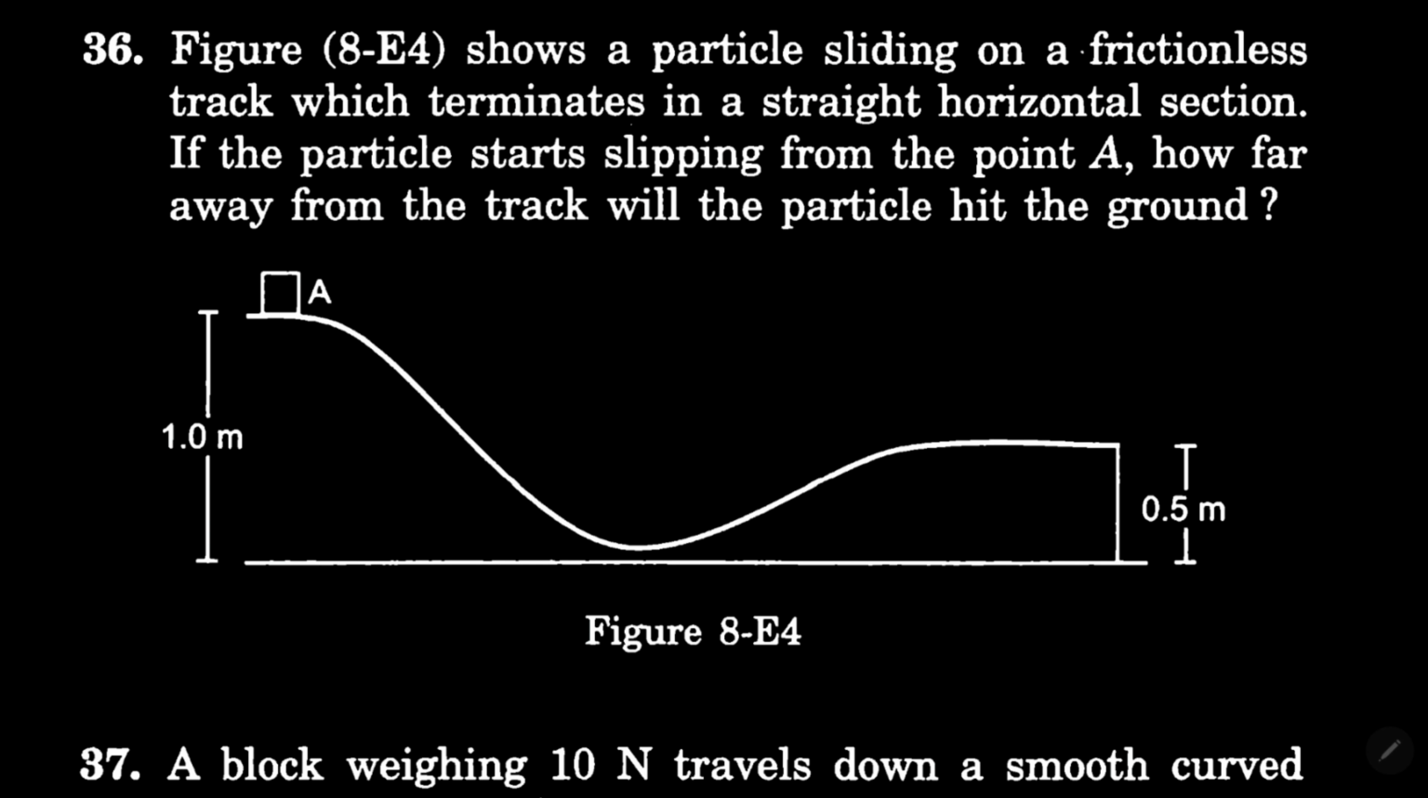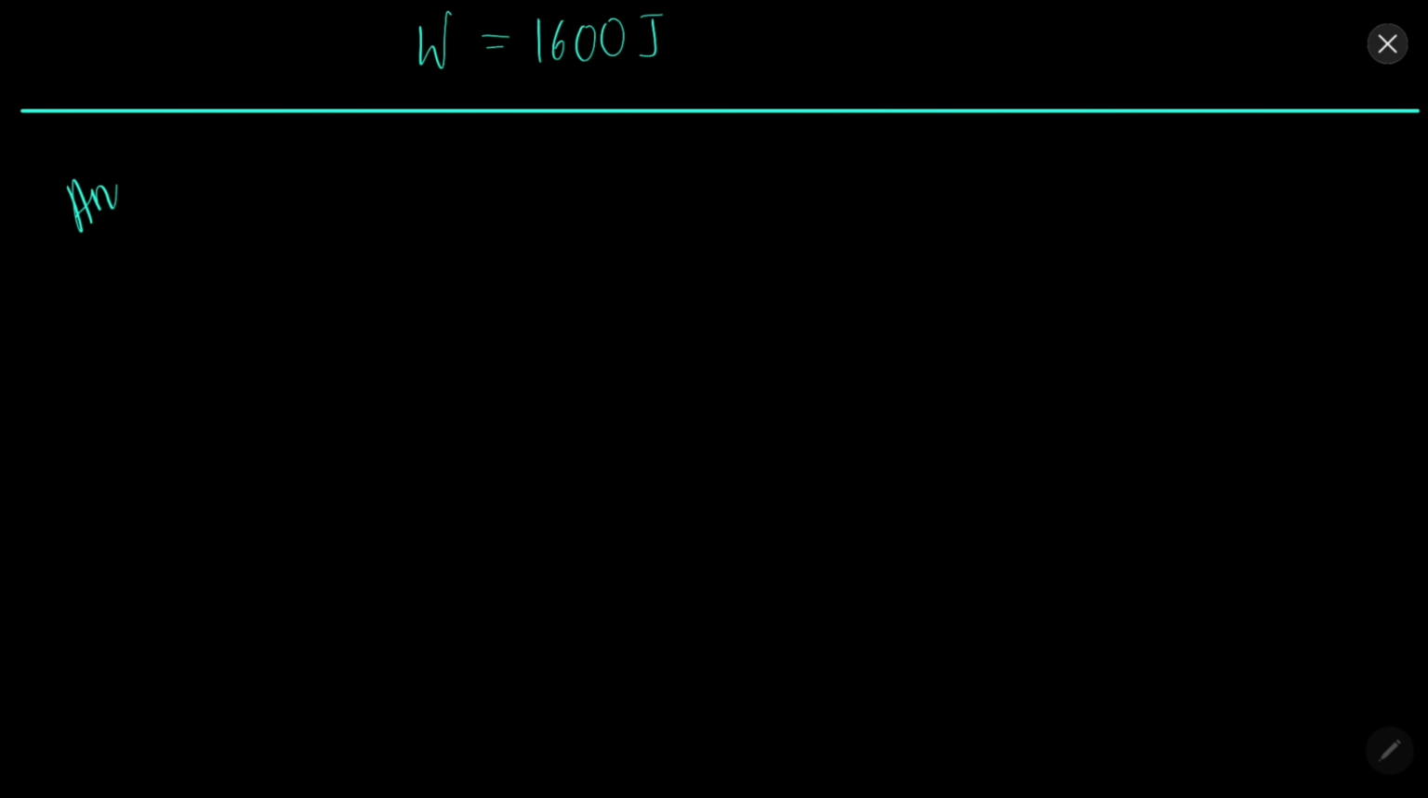In question 36, we have been given this diagram. If the particle starts slipping from point A, how far away from the track will the particle hit the ground? So this is the 36th question. So the scenario is somewhat like this.